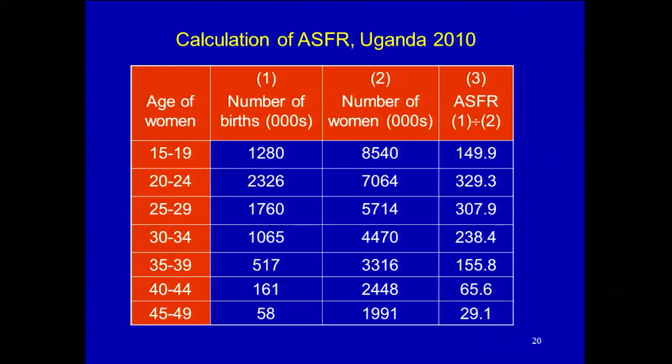So for Uganda, we've calculated age-specific fertility rates in this table. And the third column represents those rates. For each 5-year age group, we take the number of births and divide it by the number of women in that age group. So it's the number of births to women 15 to 19 divided by the number of women 15 to 19. And that gives us an ASFR of 149.9, or roughly 150 per 1,000 women, or 15% of women 15 to 19 having a birth in that year.